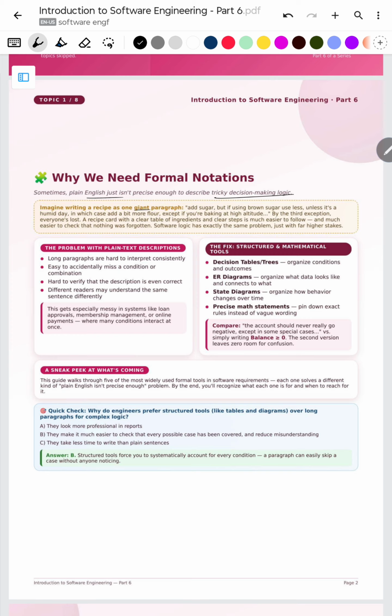There are so many cases and conditions. If you add sugar, but if it's this kind of sugar, do that. But if it's humid, then do that. But if you're adding flour, then do that. All in a paragraph. By the third exception, everyone is absolutely lost. So a recipe card with a clear table of ingredients and clear steps is much easier to follow and much easier to check that nothing was forgotten. Software logic has exactly the same problem, just with far higher stakes.